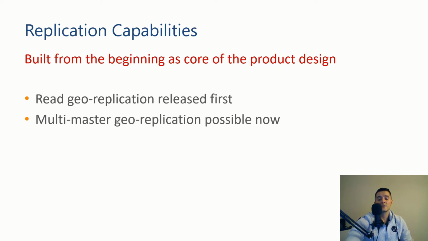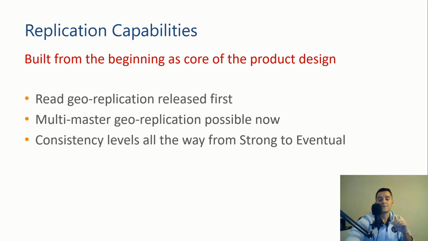Now, at this point in time, it's been probably, I want to say, a year and a half or more since multi-master geo-replication has been available. So it's not something where we only have read-only copies. Now we have multi-writer copies as well. And another really cool feature of Cosmos DB is that you have consistency levels that go all the way from strong to eventual consistency. So you don't have to just have one or the other. There are a few intermediate levels as well, such as session, bounded staleness, etc.